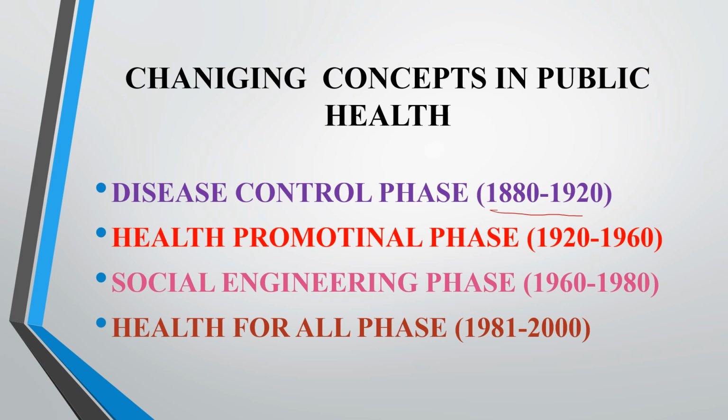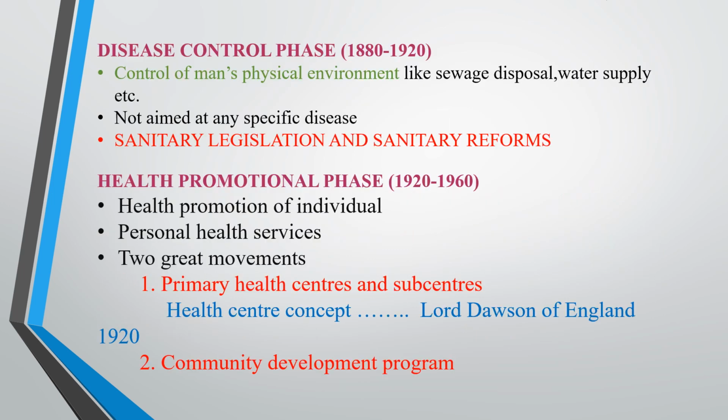You should correctly know the order of these phases and the correct years. These can be asked as MCQs in your NEET MDS exams, so we can check the details of these phases. Disease control phase. This phase aimed at control of man's physical environment like sewage disposal, water supply, etc. And this phase was not aimed to control any specific disease. The main movement of this phase is sanitary legislation and sanitary reforms. This is the important point.